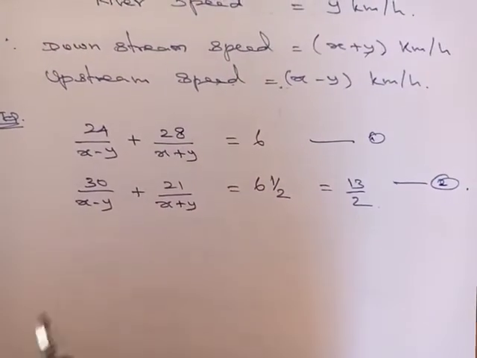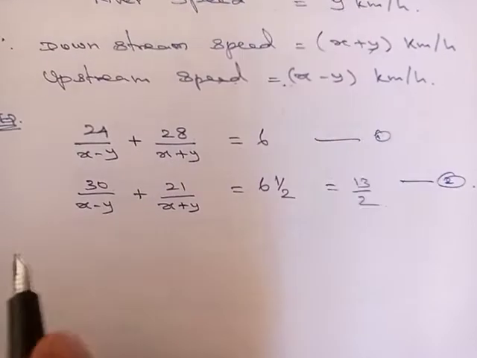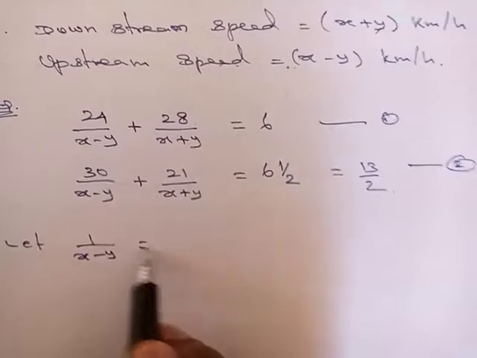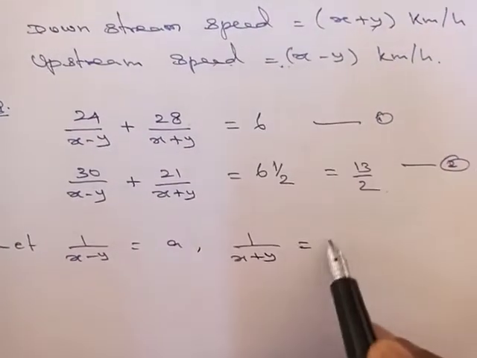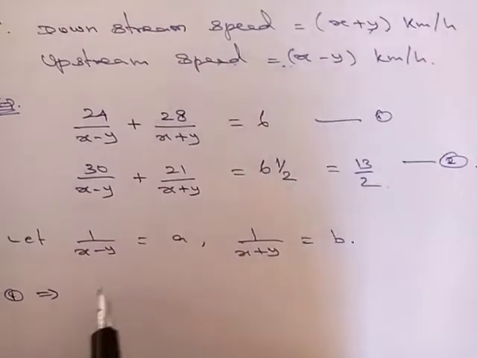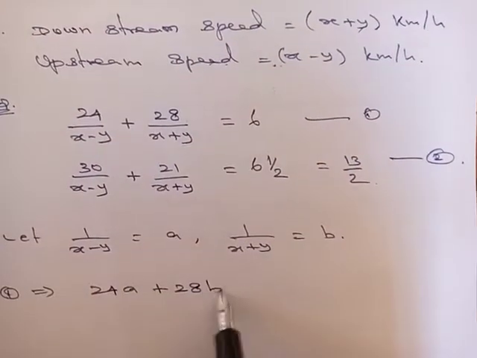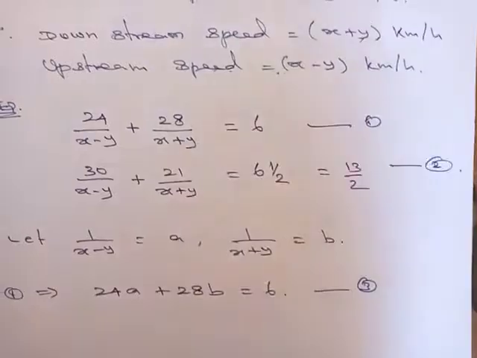Now actually directly we cannot solve these two. So what I am taking, let 1 by x minus y is equal to a, 1 by x plus y is equal to b. Like this I am taking. So the first equation becomes 24a plus 28b is equal to 6. This I am taking as third equation.